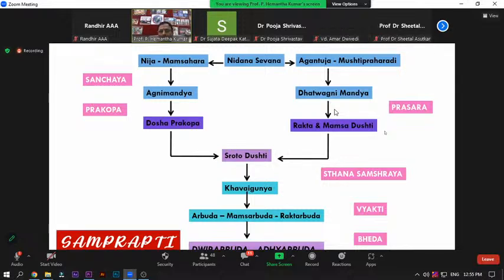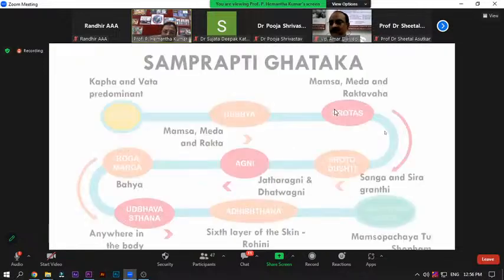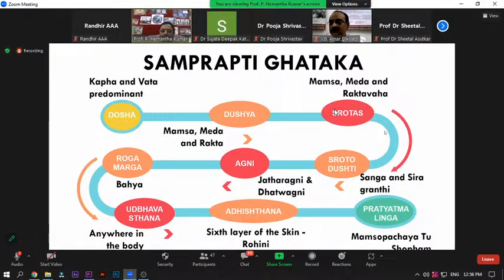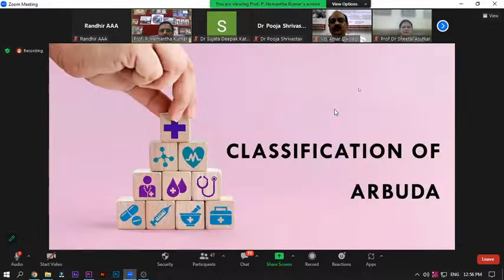These are the Samprapti Ghatakas: Sanchaya, Agnimandya, Dosha Prakopa, Sroto Dushti, Kavaigunya, Arbuda, especially Mamsa Arbuda and Rakta Arbuda, Dvyarbuda and Adya Arbuda. Among the Samprapta Ghatakas, the Dosha involved is Kapha and Vata predominant. Dushya is Mamsa, Medas and Rakta. Srotas is Mamsavaha, Medovaha and Raktavaha Srotas. Sanga and Granthi is for Sroto Dushti. Agni involved is Jataragni and Dhatu Agni. Roga Marga is Bahya Marga. Udbhavasthana is anywhere in the body. Adhisthana is especially the sixth layer of the skin, Rohini. Pratyatma Linga is Mamsopachayata Shopha. These are the various Samprapti Ghatakas involved in Arbuda.